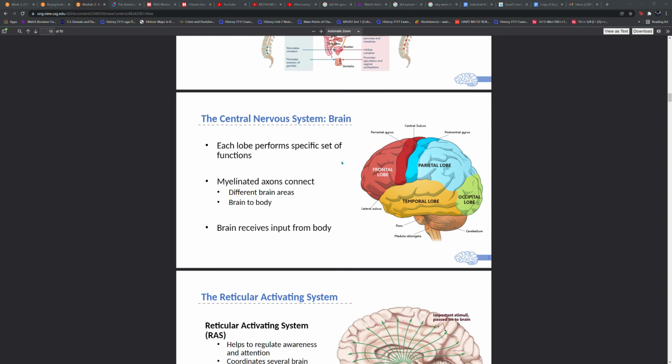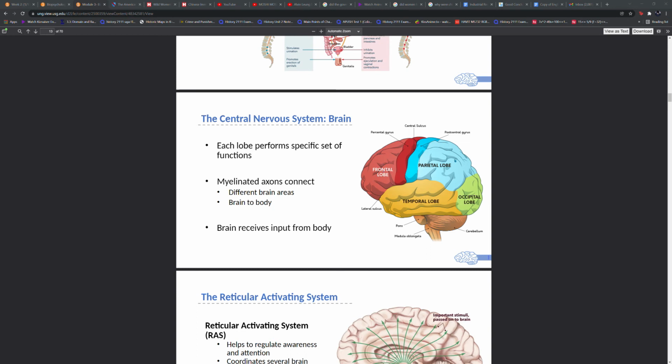So the frontal lobe, this lobe is tasked with decision making and movement. The prefrontal cortex, which is also located in the frontal lobe, receives input from across the cerebral cortex, which is also found in the frontal lobe, and helps us decide when and why and how we do things.